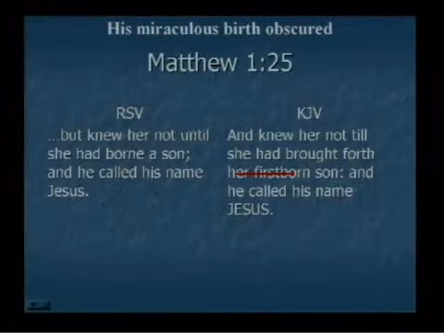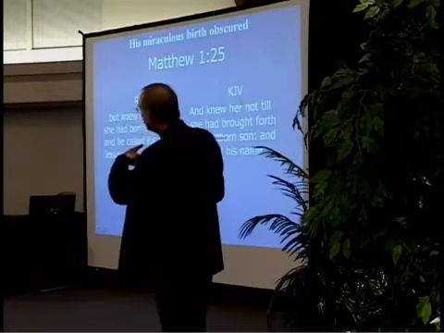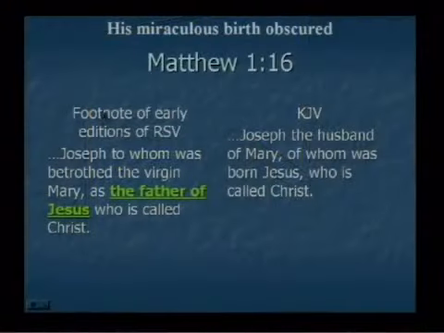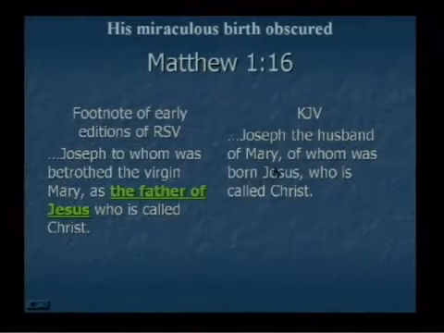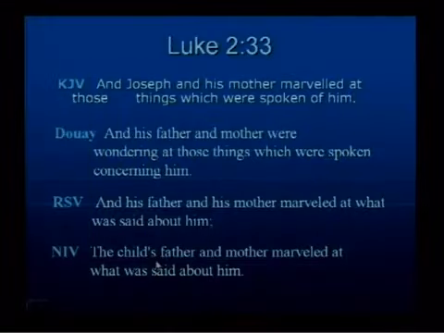Matthew 1 verse 25, he's no longer the firstborn son, it's just, you will have a son. King James, he's the firstborn son, so she was a virgin. But if they removed the virgin bit, they better remove it here too. So they removed it in the RSV. And it gets even worse. In the footnote they say that Joseph is the father of Jesus. The King James: Joseph, the husband of Mary, of whom was born Jesus, who is called Christ. See? So here he is miraculously born. There he has an earthly father.